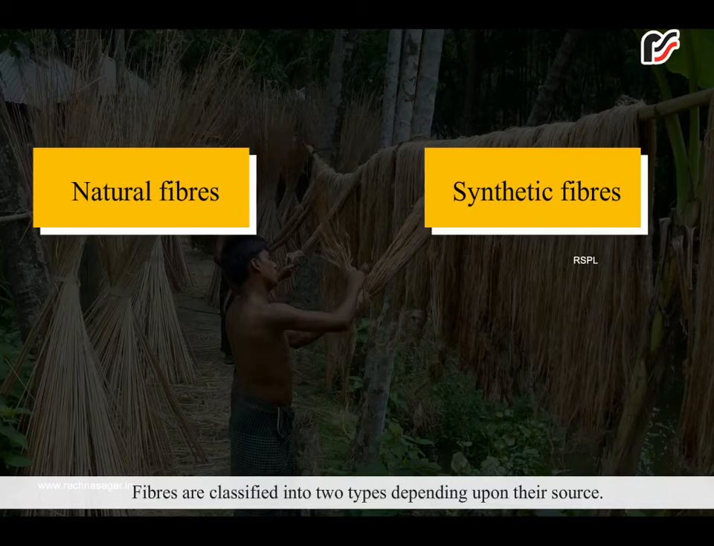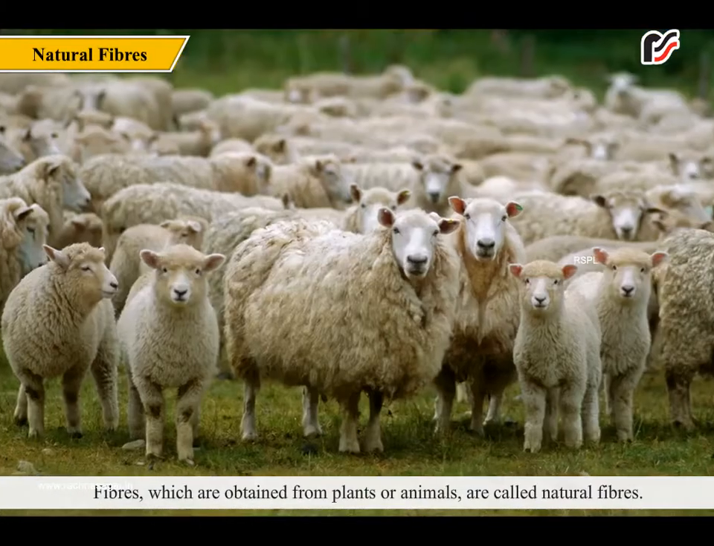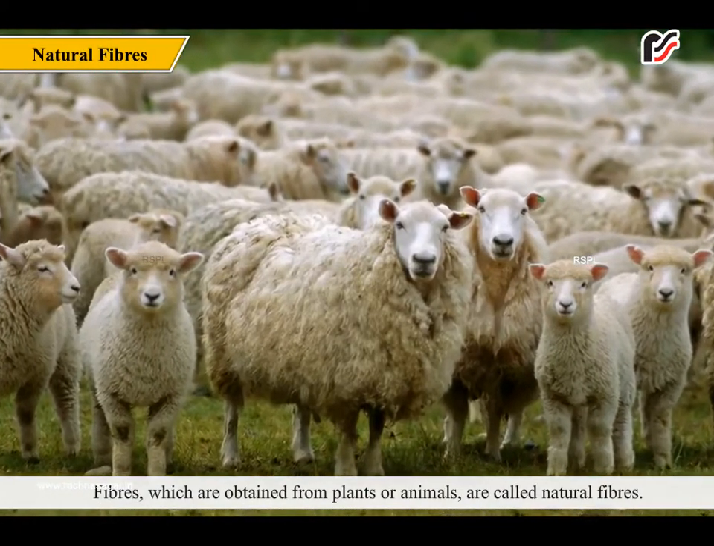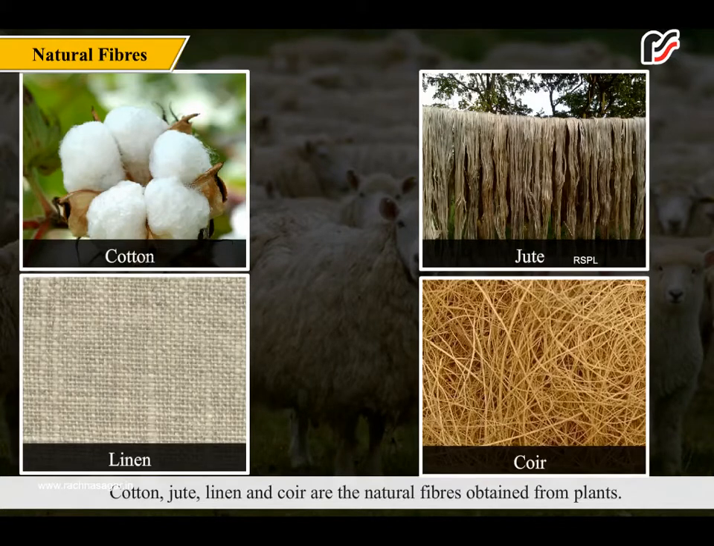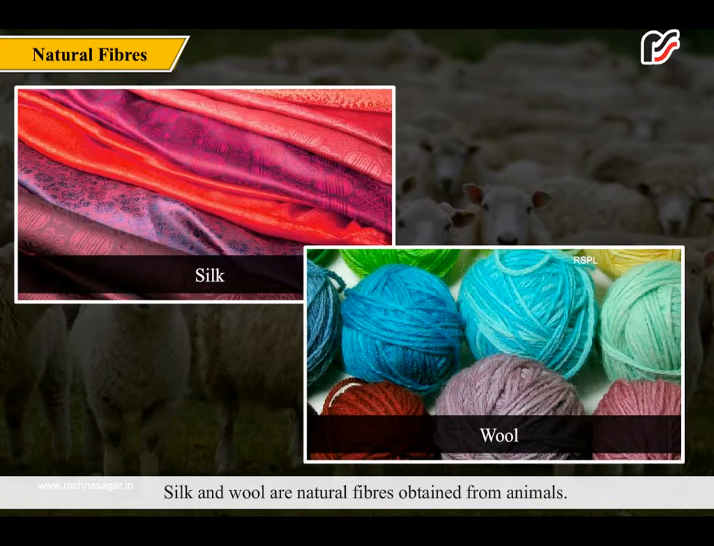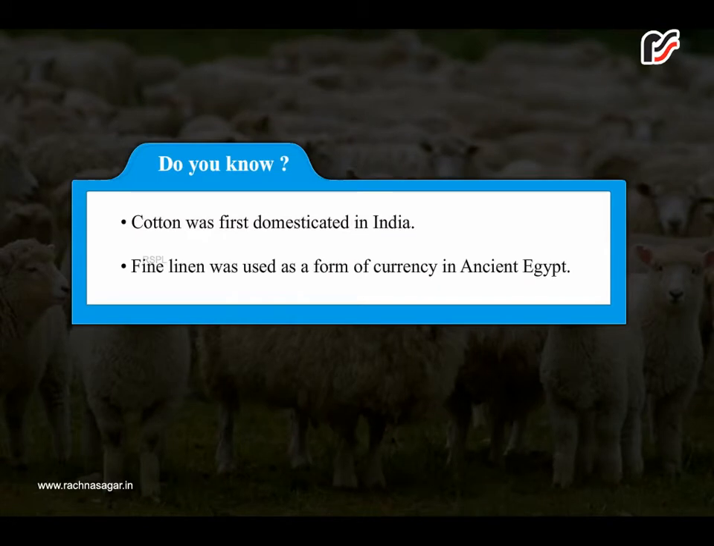Fibers are classified into two types depending upon their source. Fibers which are obtained from plants or animals are called natural fibers. Cotton, jute, linen and coir are the natural fibers obtained from plants. Silk and wool are natural fibers obtained from animals. Do you know? Cotton was first domesticated in India. Fine linen was used as a form of currency in ancient Egypt.